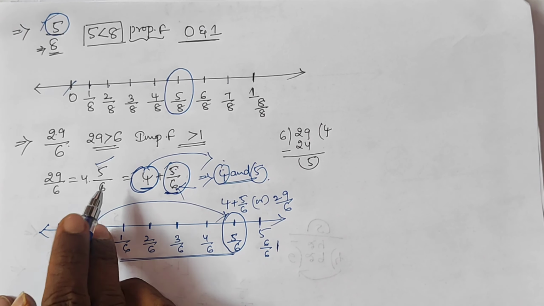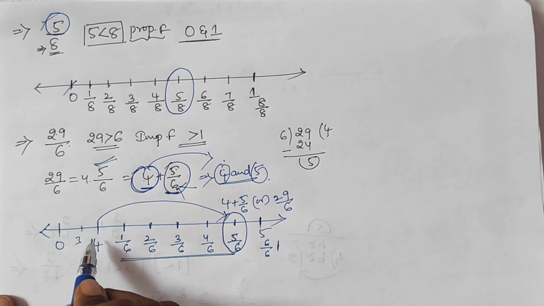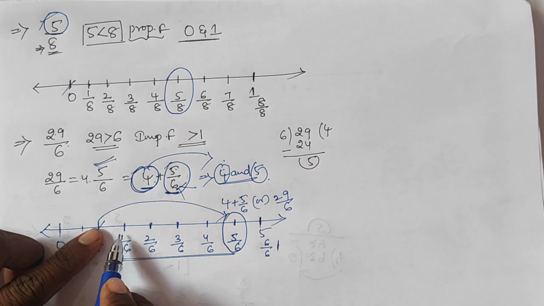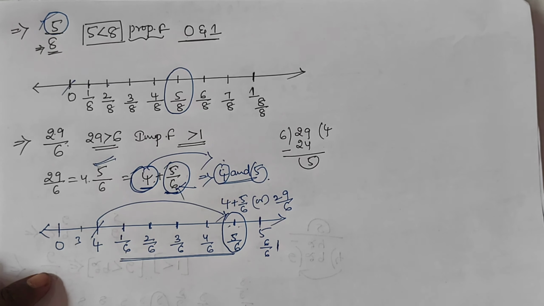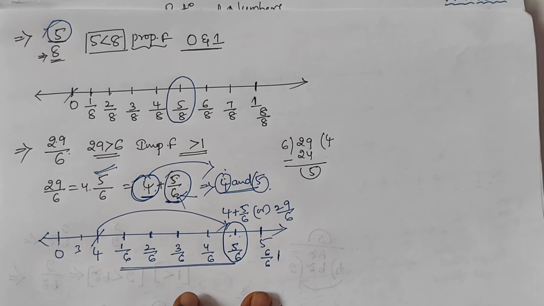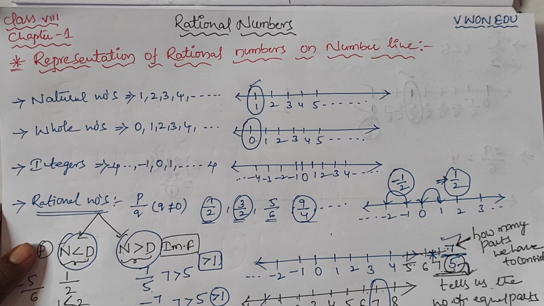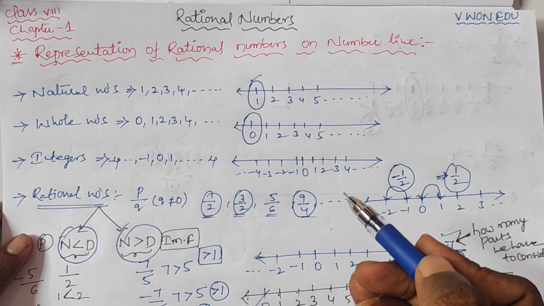Now what does the numerator tell us? From 0, which part do we have to consider? The fifth part. So from 0 means here the number is 4 enough. From 4 we have to consider 1, 2, 3, 4, 5. So the answer is 5 by 6. Is it clear? So this is the representation of rational numbers on the number line. Just go through the topic once, and you will understand easily.